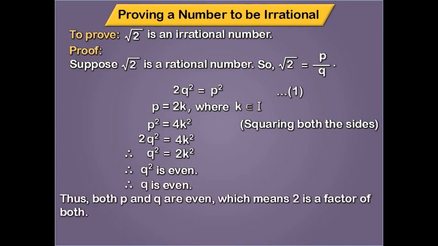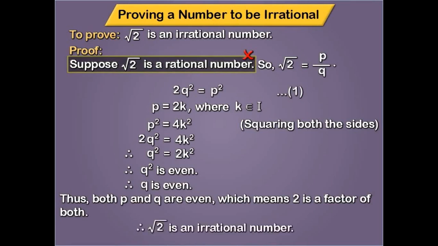Thus, both p and q are even, which means 2 is a factor of both, or they have a common factor other than 1. Thus, the assumption that √2 is a rational number is wrong. Therefore, √2 is an irrational number. Similarly, you can prove √3, √5, and √7 to be irrational numbers.